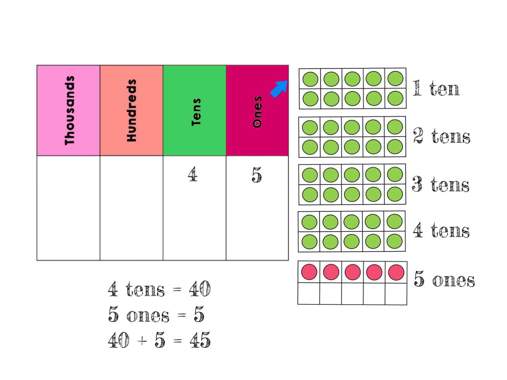Up here, we have 10 frames. We have 1 ten, 2 tens, 3 tens, 4 tens, equaling our 4 tens, or our 40. Here, we have only 5 dots in our 10 frame, making it 5 ones, which brings us down here to 5 ones equals 5. Our whole number equaling 45.